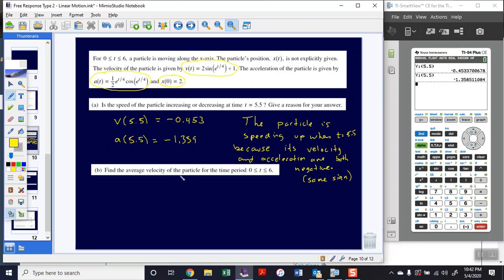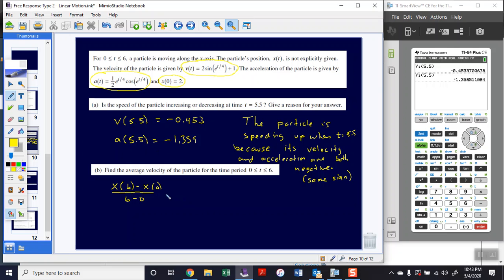B, find the average velocity of the particle during these 6 seconds. Normally, if you were given the position function, the way to do this would be to find how far it went, which is x of 6 minus x of 0, and then divide that by the time difference, which is 6 minus 0. The problem is we don't know the position function, so this difference cannot be calculated by individually finding x of 6 and x of 0. We do know x of 0, but we don't know x of 6.